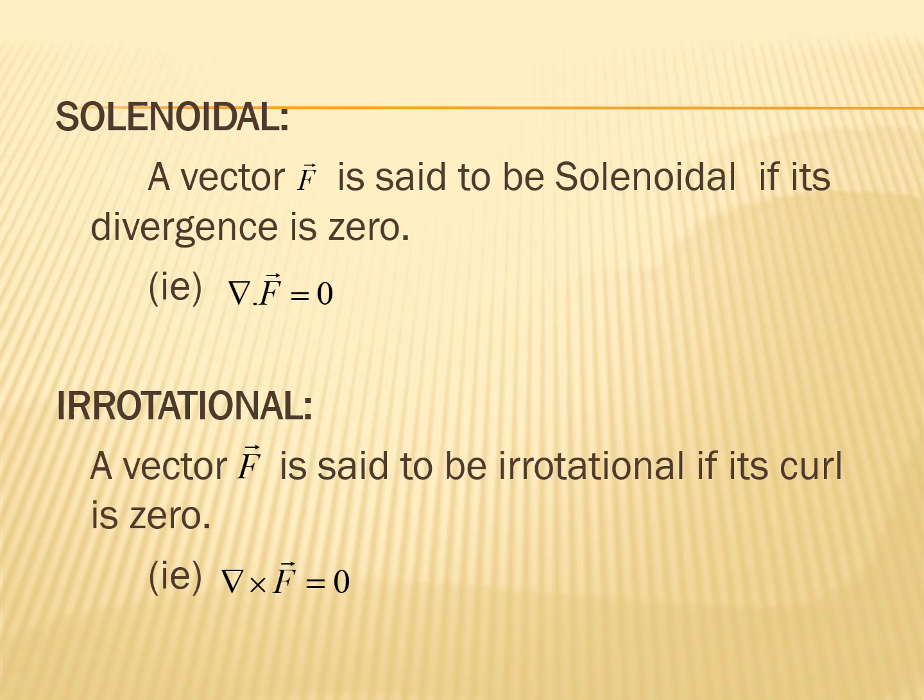If the divergence is 0, then the vector is solenoidal, and if the curl is 0, then it is irrotational.